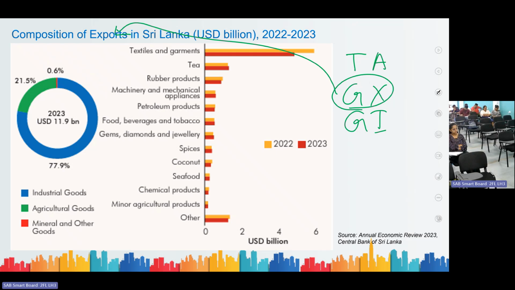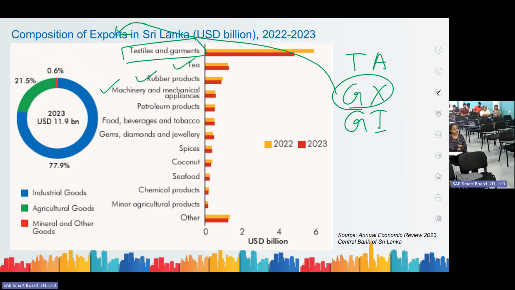So what is the major export earning industry in Sri Lanka? It's textile and garment. Textile and garment is the single industry that generates the largest foreign exchange revenue to Sri Lanka. You can see it's a very considerable amount. It's a very big amount compared to other industries. And next, tea comes, next rubber products, and then machinery and mechanical appliances. So these are the main three or four industries that generate the largest foreign exchange to Sri Lanka through exports.